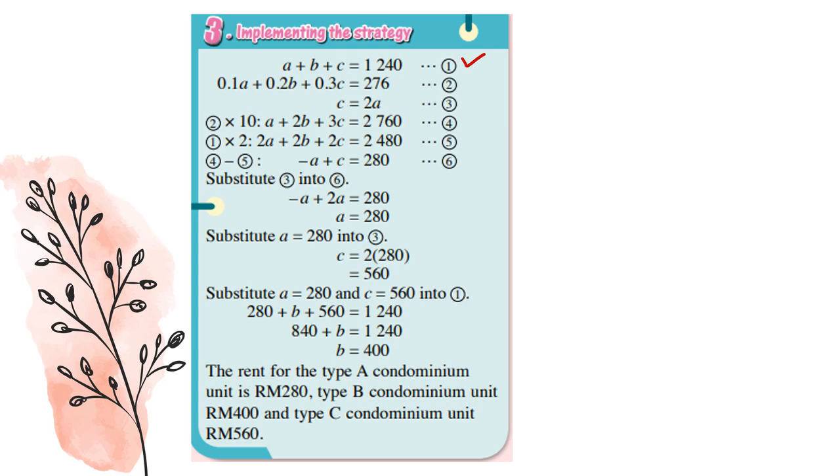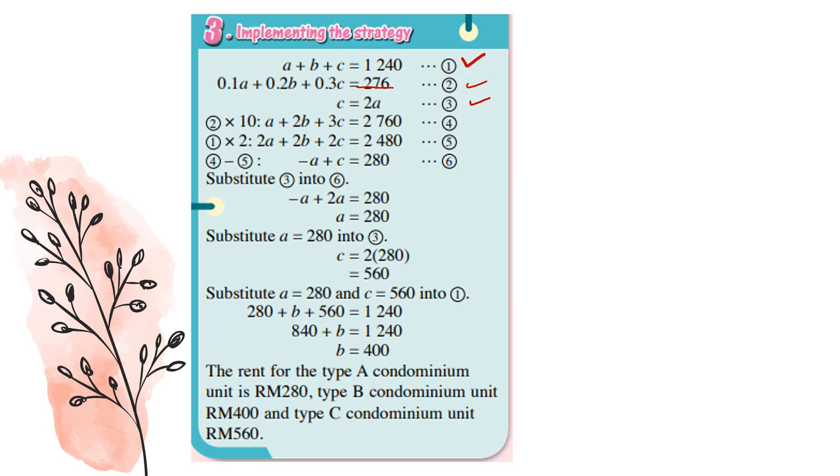Equation number 2, you can get from the sentence that mentioned the saving. So 10% for unit A, 10% converted to decimal becomes 0.1A. 20% for unit B means 0.2B. And 30% for unit C is 0.3C. So the total daily saving is 276. So this is the second equation. And the third equation you can get from the sentence that says the rent for unit C is twice the type A unit. So C is equal to 2A. So this is equation number 3.